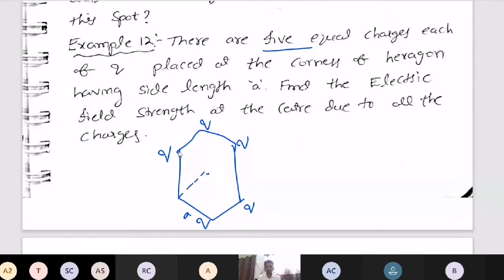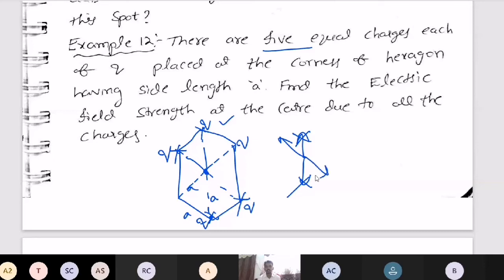See, first of all, hexagon means these all distances will be equal to side length. These distances also equal to how much? A. Each is an equilateral triangle. Now here field means if you look at, see, this and this you consider. This field is down, this field is up. So both are equal and opposite because same charge, same distance. So these two get cancelled. Now you consider these two, this one and this one. So the fields are like this, equal and opposite. These two also get cancelled.